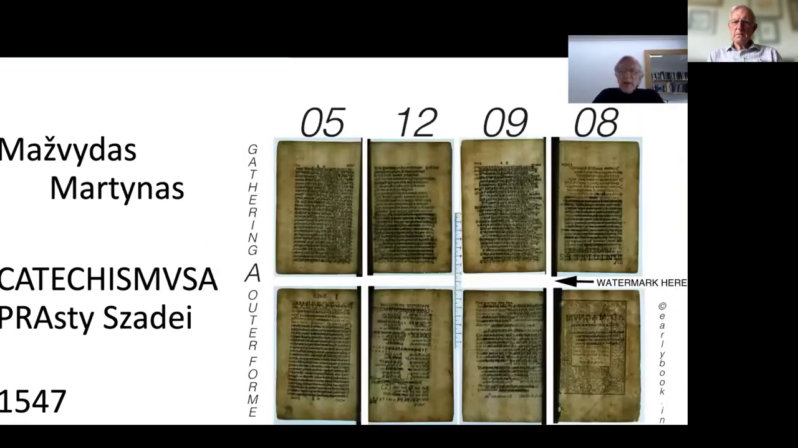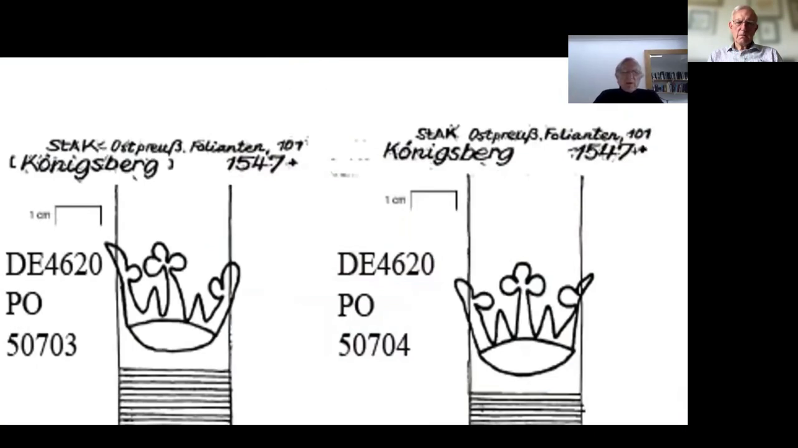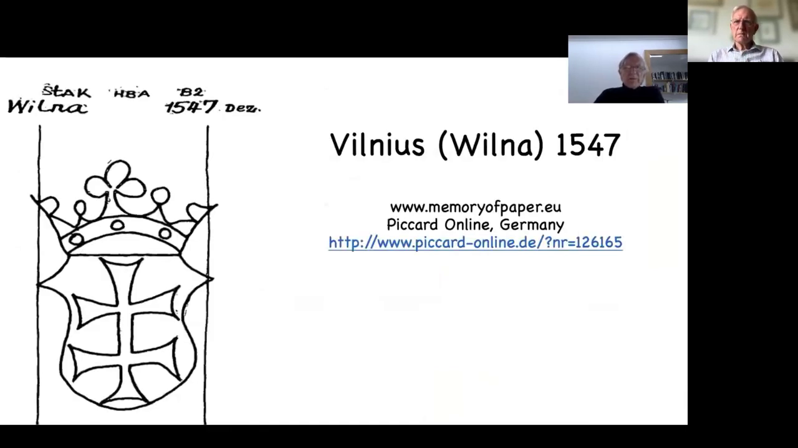Here it is with backlighting, and the watermark, as shown on the right-hand side, is divided between pages 116, 9, and the top right-hand one. And here is that watermark. In fact, it's a little crown which has been cut up because it's in the gutter of the book. The same crown is found in Königsberg, 1547, thanks to the Bernstein database of watermarks, as shown in these 2 images.